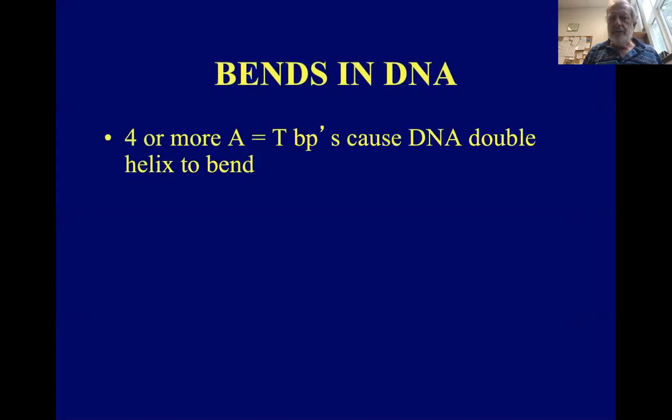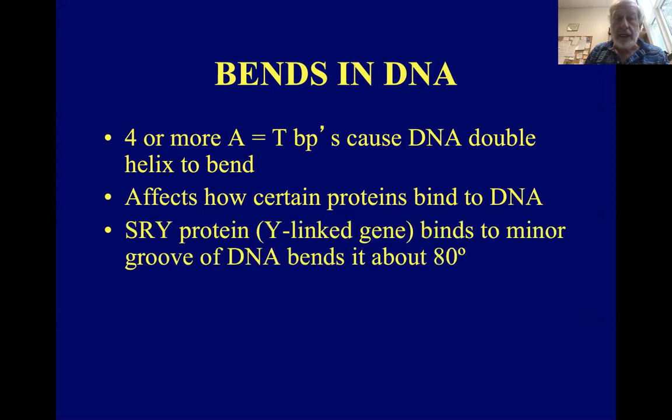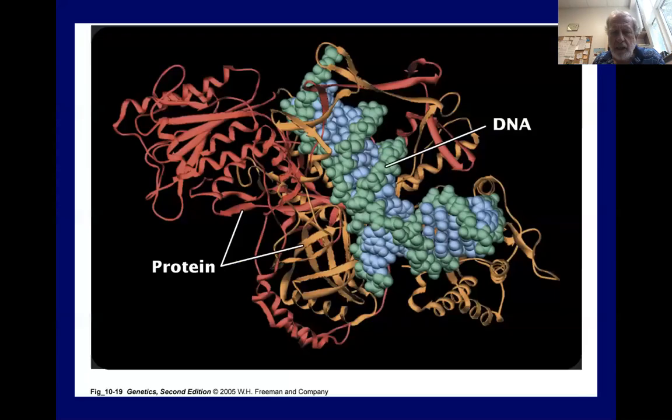DNA has bends in it. Usually 4 or more AT base pairs causes the DNA helix to bend, and this affects how proteins bind to the DNA. For instance, that sex-determining region of the Y chromosome, the DNA there bends at about 80 degrees so that transcription factors, which are really important proteins for transcription, can bind there. And that's what this shows, a DNA bend here with the ribbon-like structure is the protein.